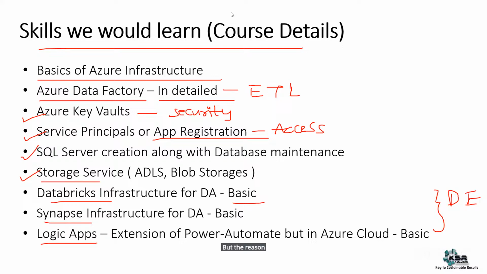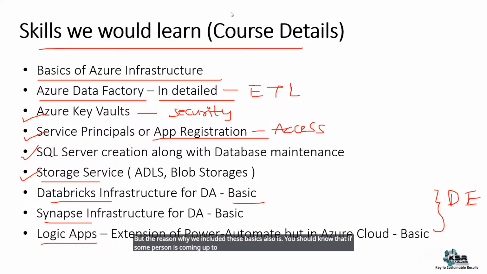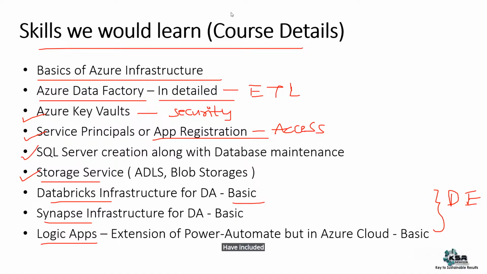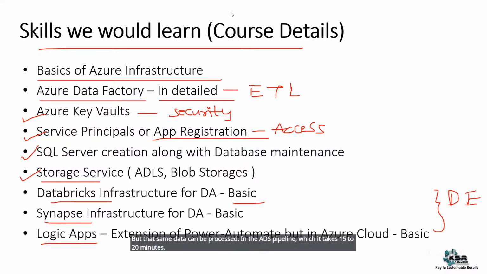But the reason why we included these basics is that if some person comes up to you and asks whether ADF is compatible or whether Databricks is compatible, you need to be able to answer. For that reason, we have included these components as well. Databricks can process data in 5 minutes, but that same data in an ADF pipeline takes 15 to 20 minutes. So Databricks is way faster. Whereas if you compare ADF and Power Query, Power Query might take 1 hour to transform that data, whereas ADF can do it in 15, 20 minutes.